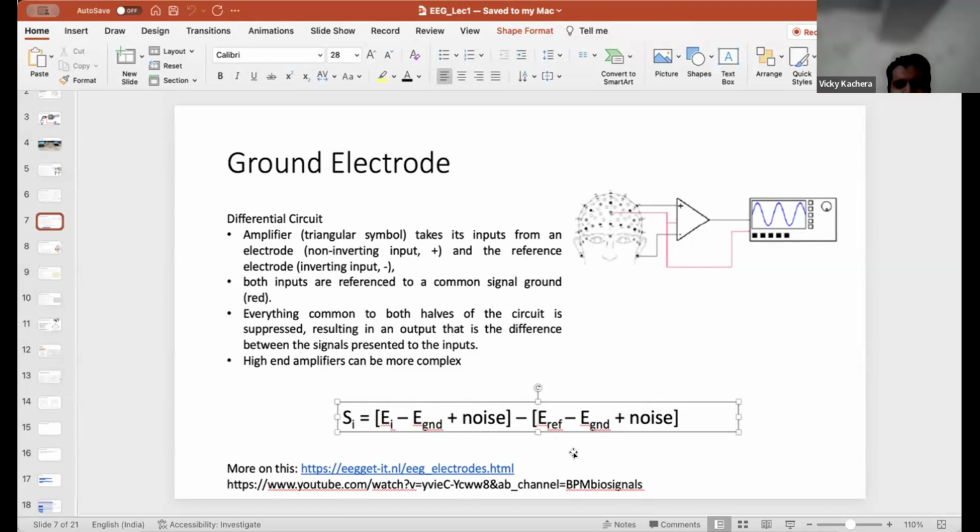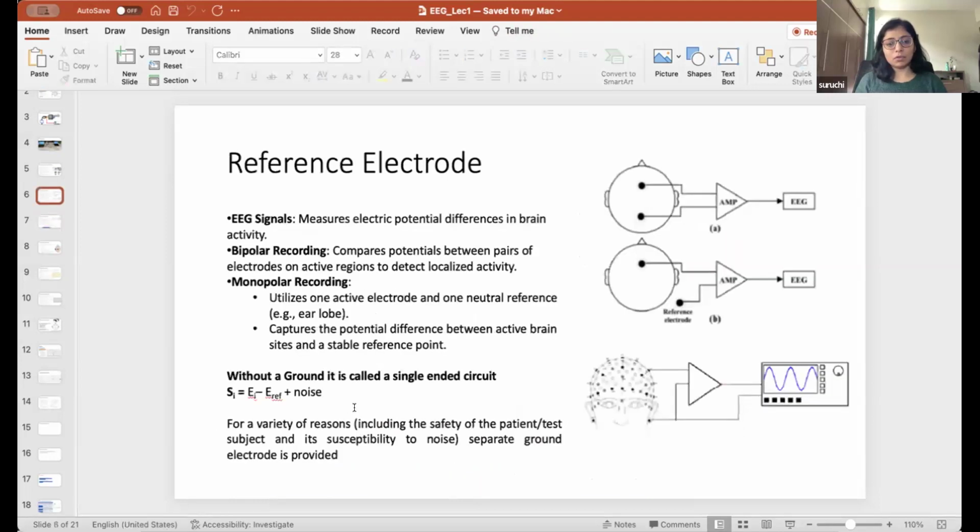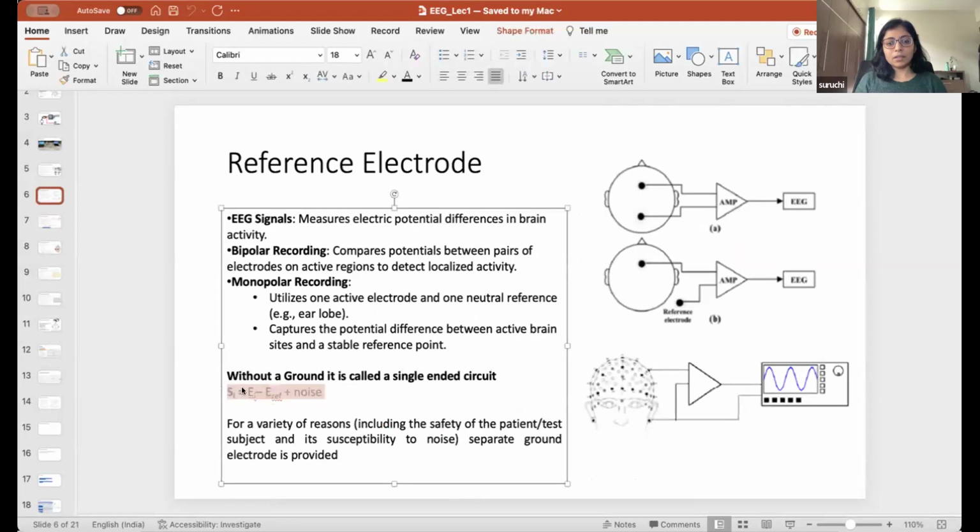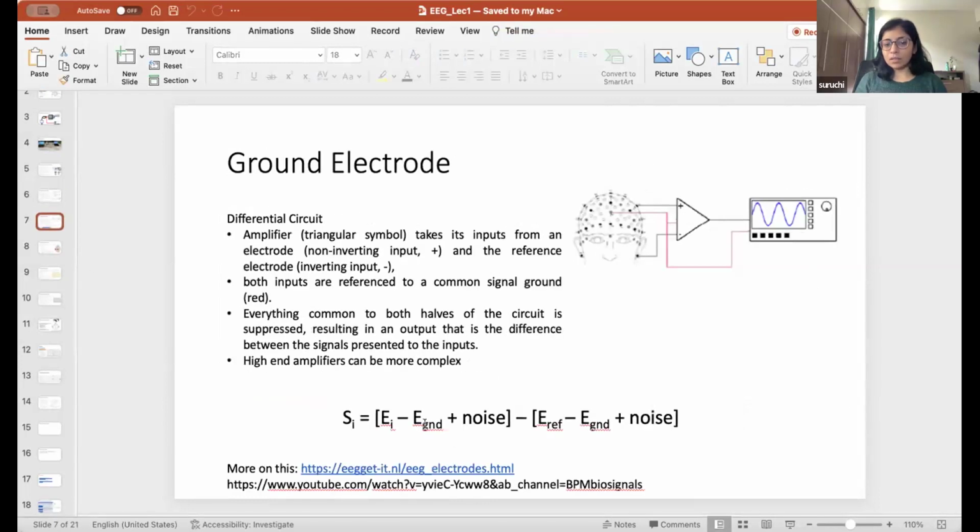What is S_i, ma'am? It is the signal from any electrode i. If you didn't have a ground, this is what your formula was: S_i is E_i minus E_ref plus noise. And here you have E_i minus E_ground plus noise, then minus E_ref minus E_ground plus noise. These two noises will be different, which is why you do it, and then these can get cancelled out. Because you're already subtracting from both the reference and the ith reading, it suppresses the noise.